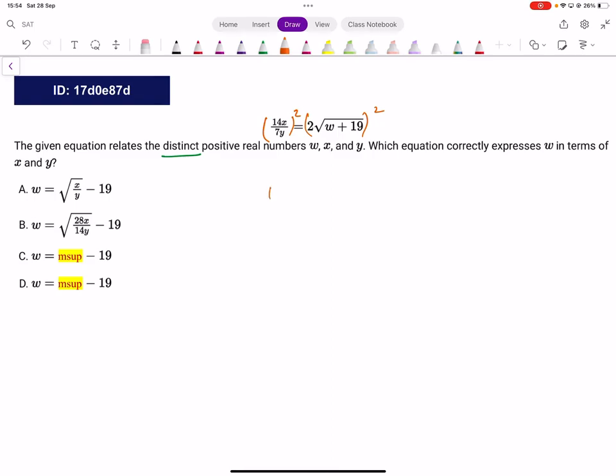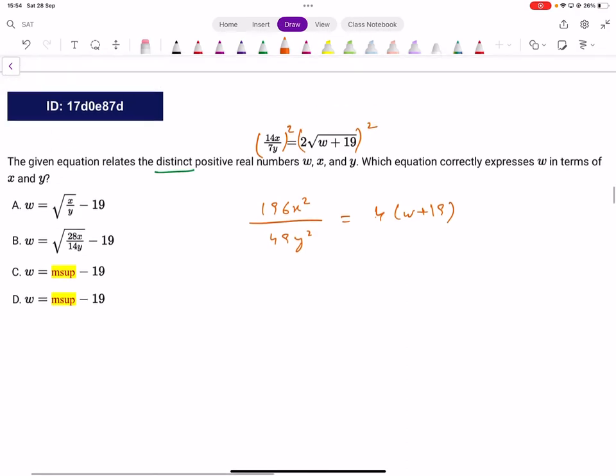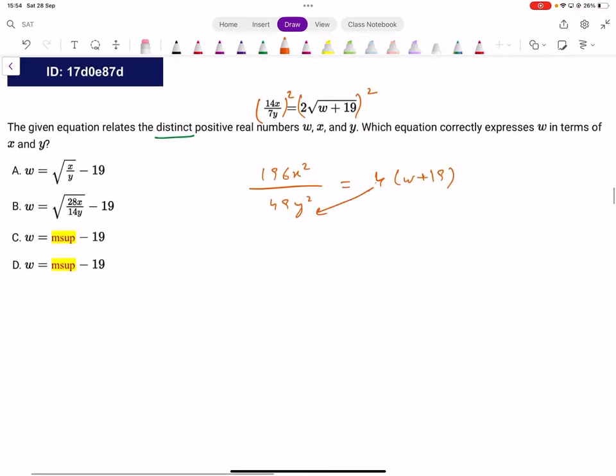14 squared, what's that? 196. 196x squared divided by 49y squared equals 4 into w plus 19. Is this all right? We need to make w the subject now. Divide by 4 on the other side and then subtract 19, and you're going to get w equals 196 divided by 49 times 4, when this 4 goes to the other side, times y squared.